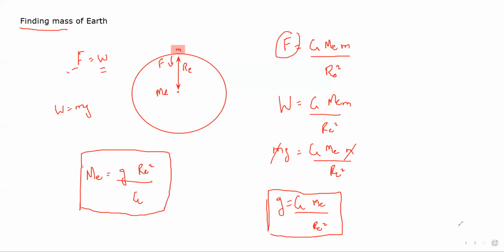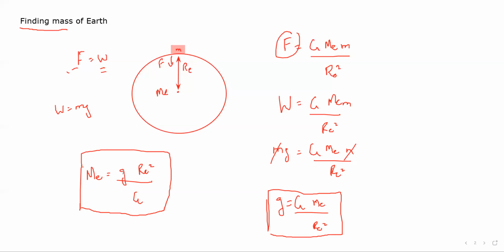In the same way, we can also find the density of the Earth. How can we find the density of Earth? We already worked out this formula that the mass of the Earth is g, radius of Earth square, divided by capital G. Small g is the acceleration due to gravity, and capital G is the gravitational constant.